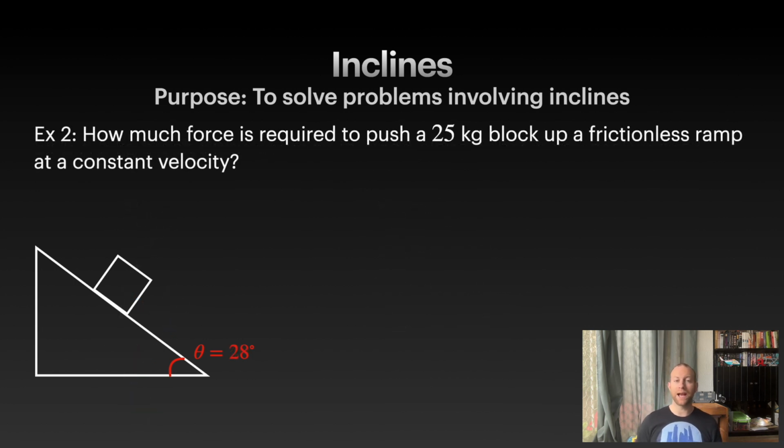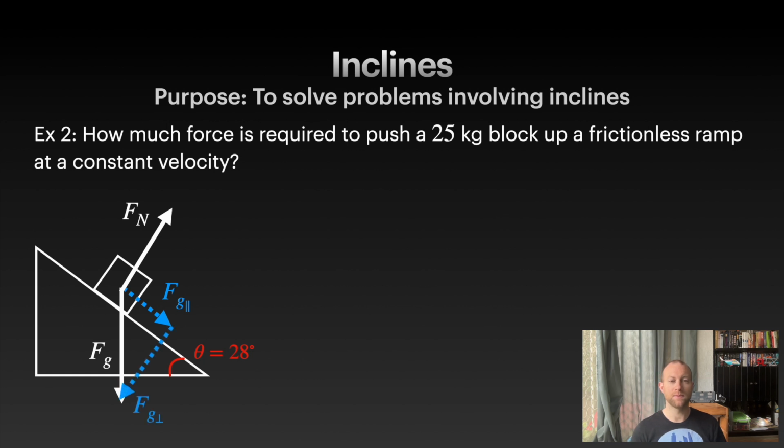So another question, how much force would be required to push a 25 kilogram object up an incline? And notice here it's frictionless, because that's important. It's constant velocity, so let's take a look at the forces. Fg straight down, Fn perpendicular to the surface. And then we've got the parallel and perpendicular components of Fg, where the angle is at the bottom. Hopefully that diagram's starting to sink in a little bit and you're getting comfortable with that on an incline.